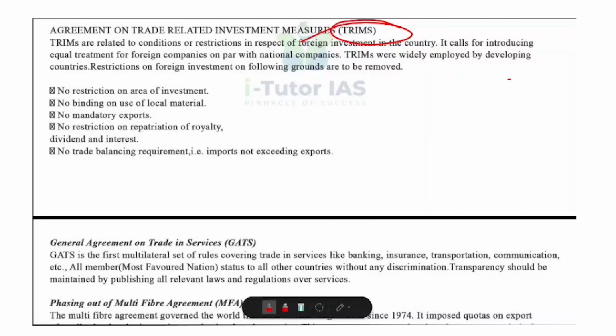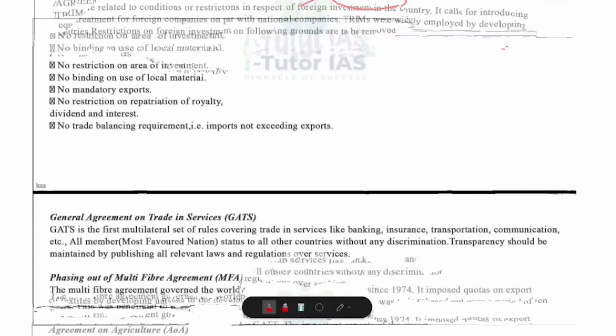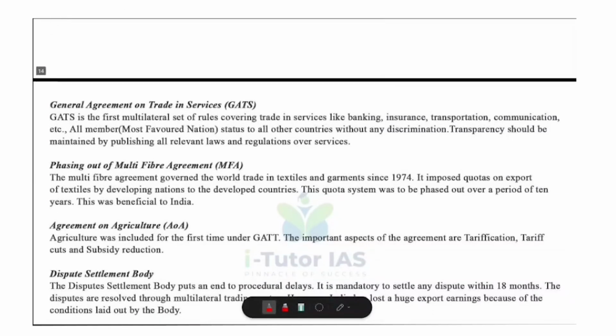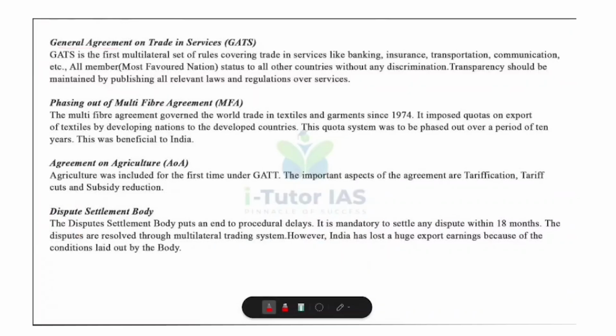Now, what are the objectives of TRIMS? To promote foreign investment without discriminatory rules and to ensure a level playing field between domestic and foreign firms. Okay. Next one, General Agreement on Trade in Services, that is GATS. So the first multilateral agreement covering trade in services such as banking, insurance, transportation, communication and tourism is called GATS.